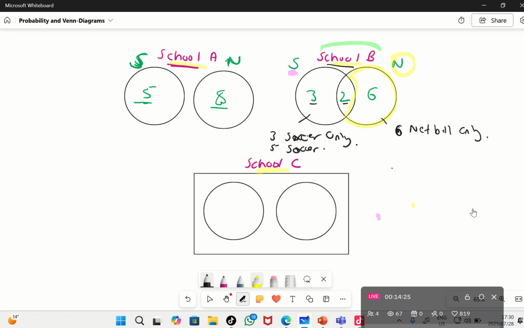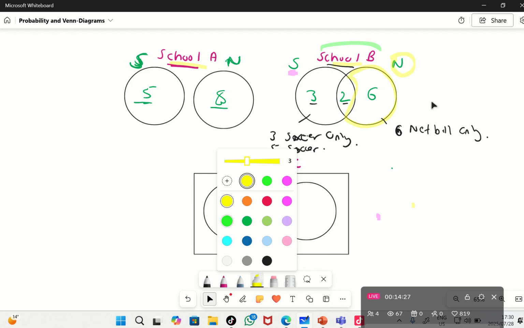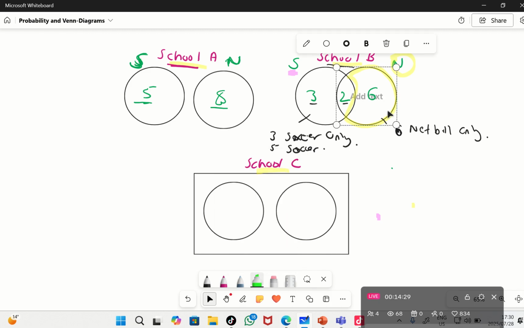8. Yes, because the total number of learners playing netball is which area? Let's go back. It is this whole area, this one. It's netball. So it's 8. 6 plus 2 gives us an 8. Okay, 8 play netball. Not netball only, but netball.